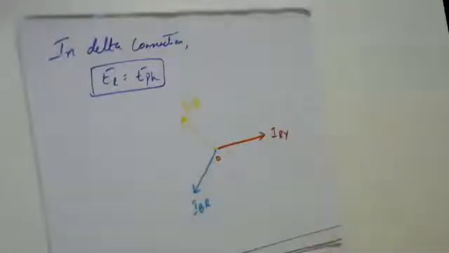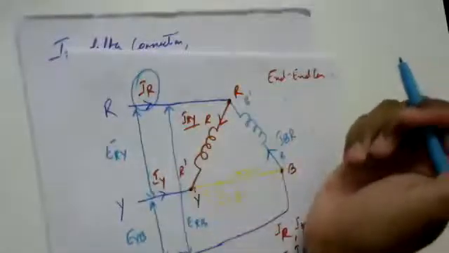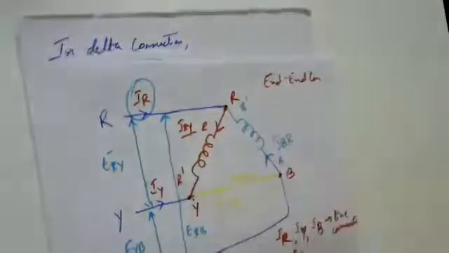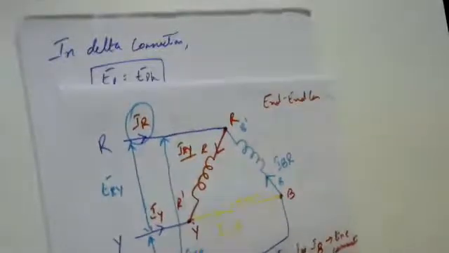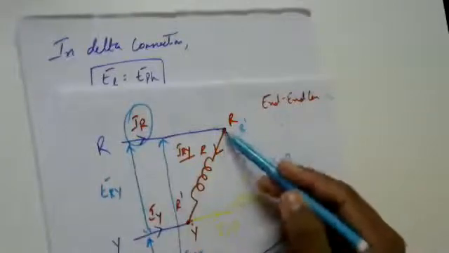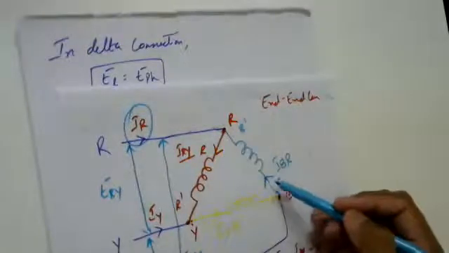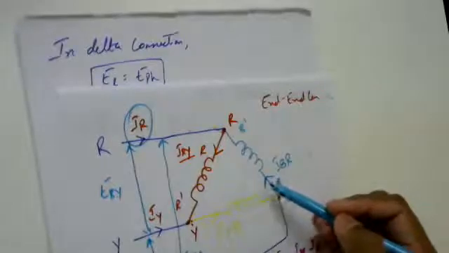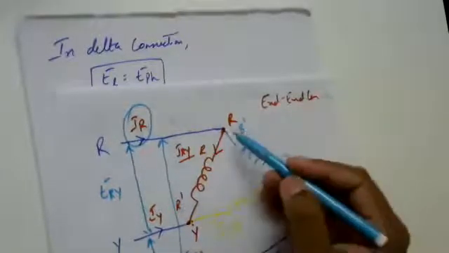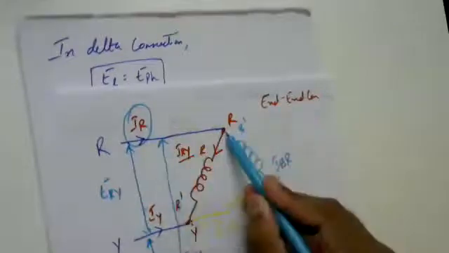Now I want the current IR. How to get this IR? If you refer to these vectors, my IR is equal to, so this is an incoming current.